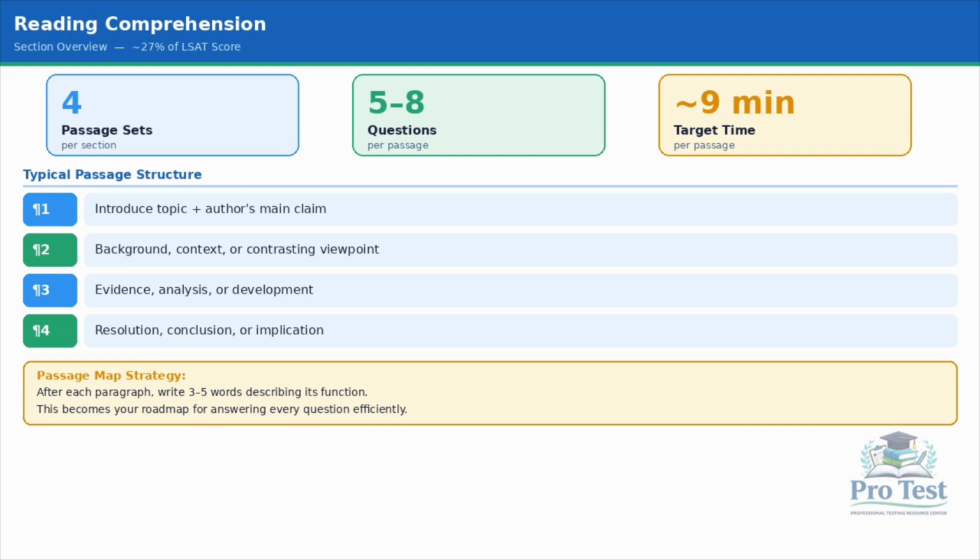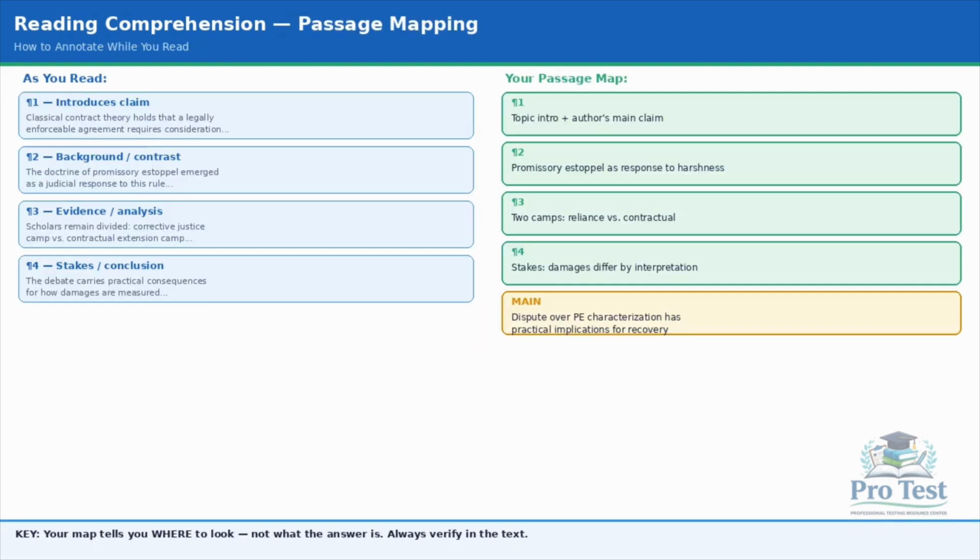Think of each passage as a conversation. Someone is making a claim, supporting it with evidence, and sometimes acknowledging objections. Your job is to track that conversation efficiently. The single most important reading comprehension strategy is active reading through passage mapping. As you read, you annotate each paragraph with a brief label, 3 to 5 words, describing its main function.